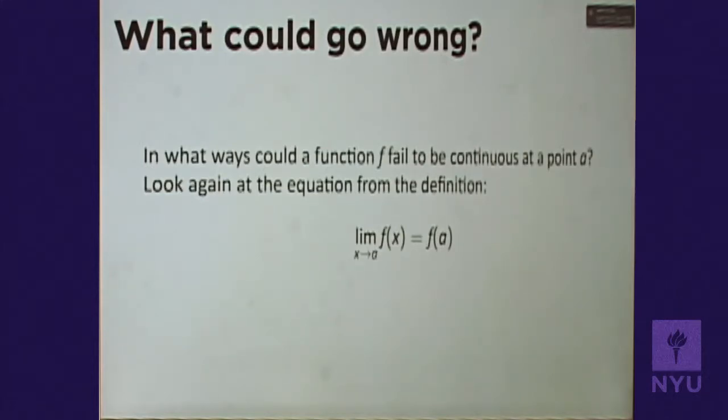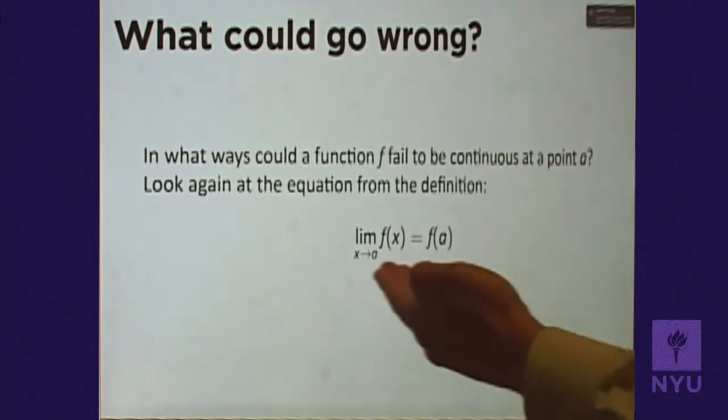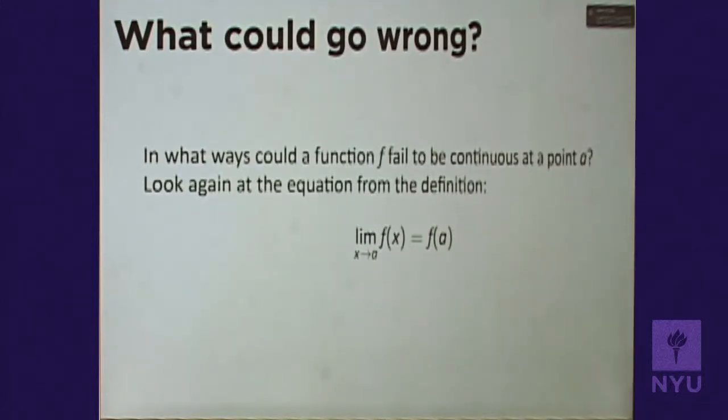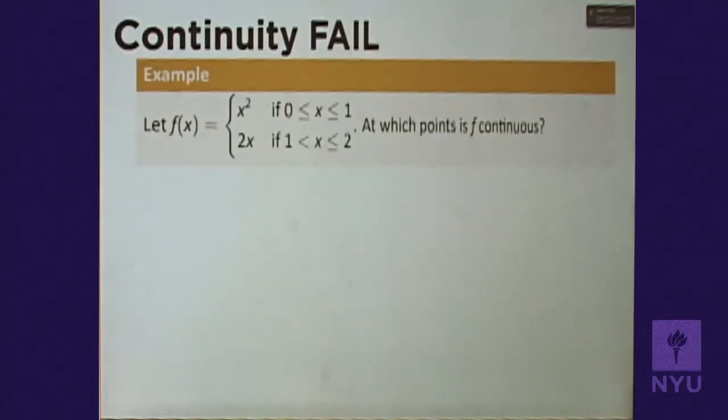Well, we can find out ways that the function cannot be continuous by looking at the equation for continuity and thinking about the ways that that equation could fail to be satisfied. All right, so here's an example. We'll look at a function which is piecewise defined. f of x is x squared if x is between 0 and 1, and 2x if x is between 1 and 2. And the question is, at which points is f continuous?